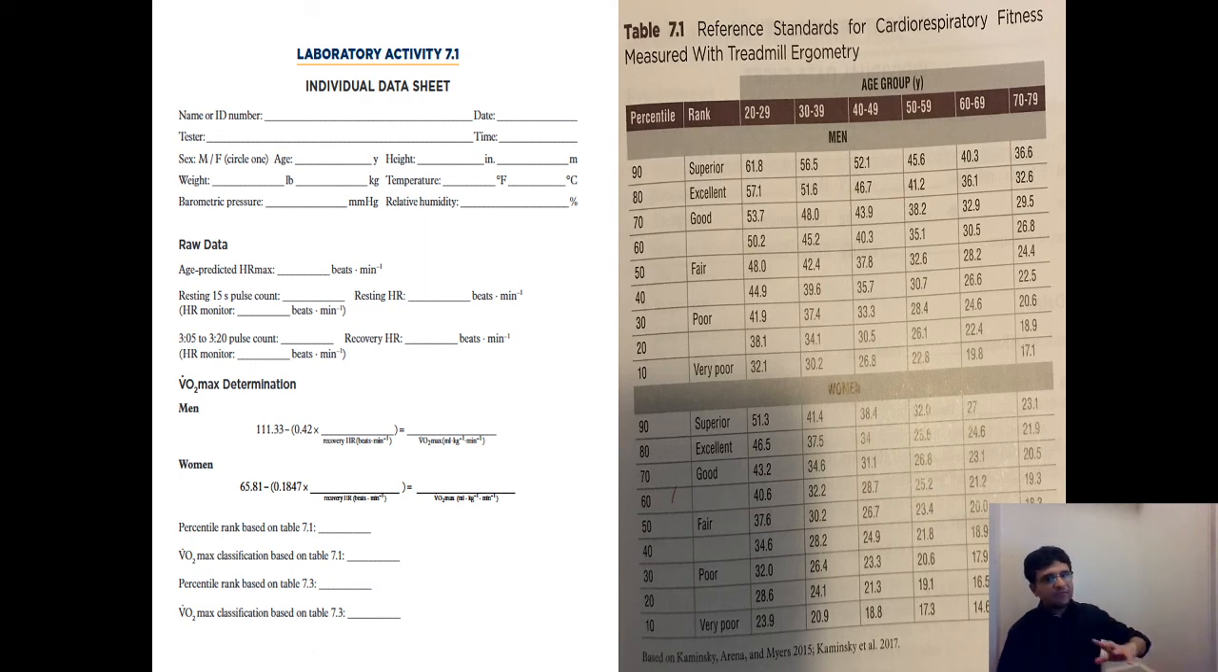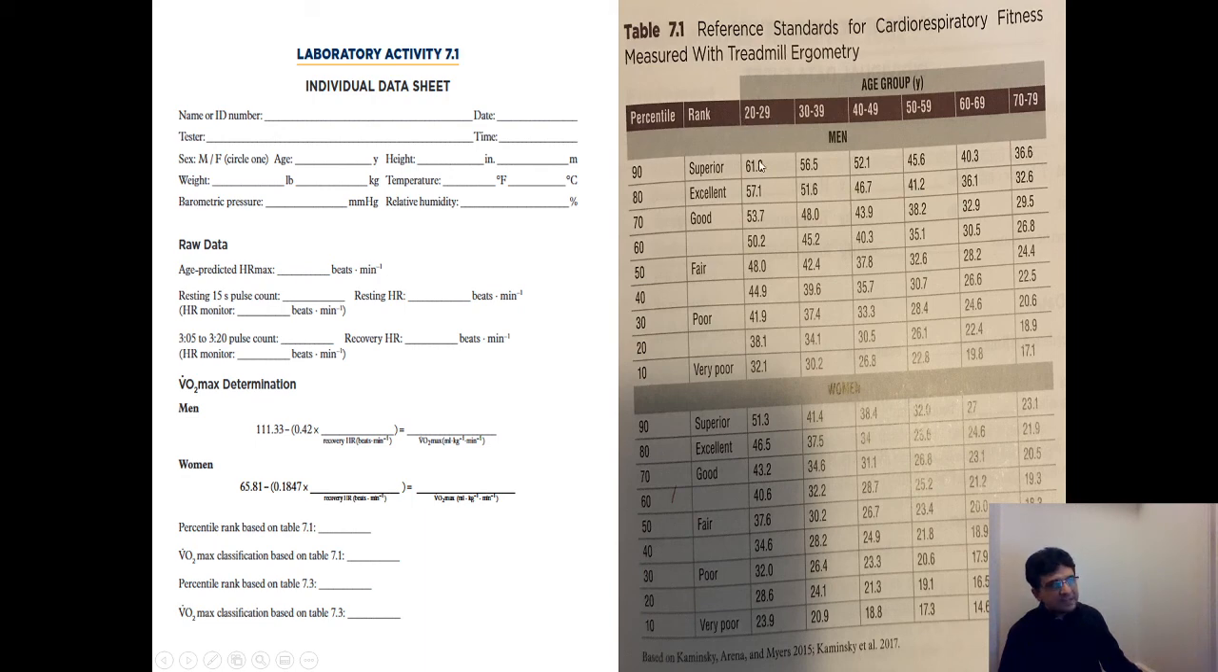I'll take a rough arbitrary number. Let's assume you are a male and your VO2 max value is 60. Now, I have to look up the percentile rank based on table 7.1. So table 7.1 says that if you are a male, you have to look for this male, and you have to look for your age group 20 to 29.